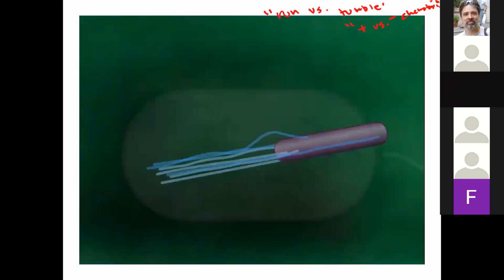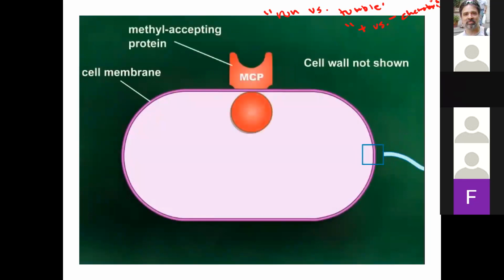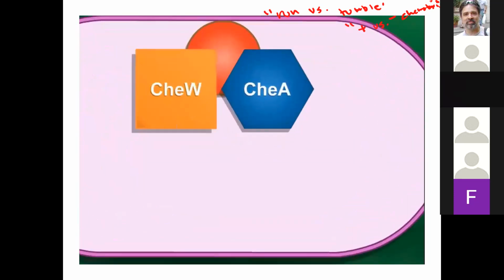Attractant chemicals bind to chemoreceptors called methyl-accepting chemotaxis proteins, located in the cell membrane. The cytoplasmic side of the MCP interacts with two proteins, CheW and CheA. When the MCP is not bound to an attractant, it stimulates CheA to phosphorylate itself using ATP. CheA autophosphorylation is inhibited when the attractant is bound to its MCP.